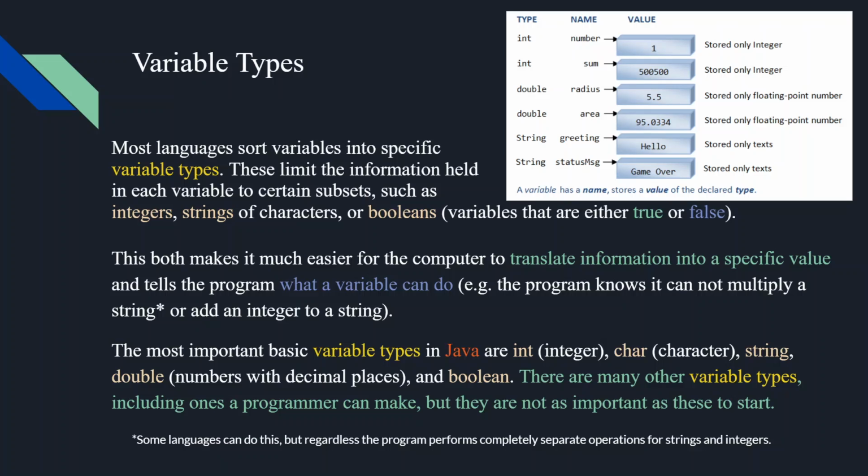The most important variable types to get started with in Java are int, which is an integer value, char, which is a single character, string, double, which is a floating point number or a number with a decimal place, and boolean. There are many other variable types, in fact infinite possible types because a programmer can create them. But they are not nearly as important as these variable types.